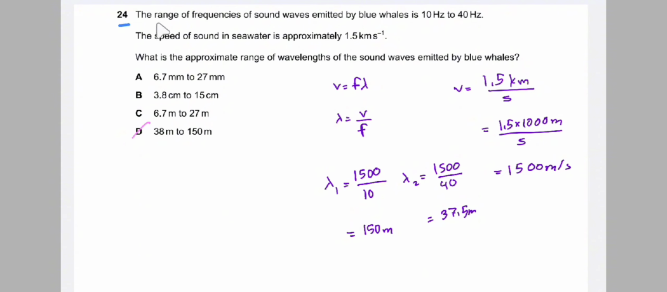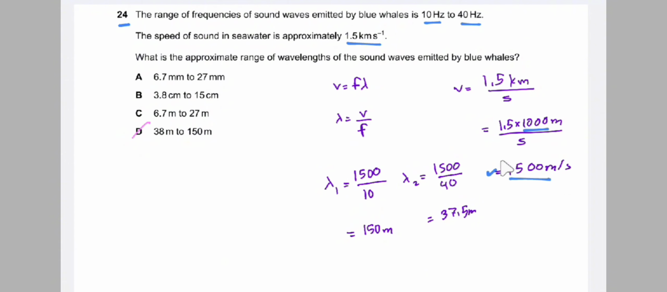Question number 24. The range of frequency of sound waves emitted by blue whales is 10 Hz to 40 Hz. The speed of the sound in seawater is approximately 1.5 km per second. First of all, we need to convert the speed to meter per second. So 1.5 km per second. Kilometer to meter means we need to multiply this with 1000, so it comes to be 1500 meter per second.